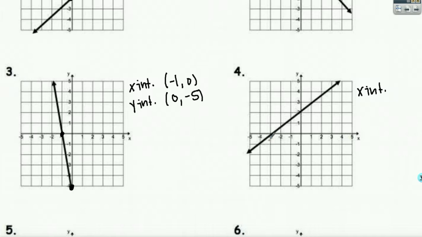On number 4, our x-intercept is at -3 on the x-axis, so it'll be -3, 0. And our y-intercept will be on the y-axis at 2, so our y-intercept will be 0, 2.